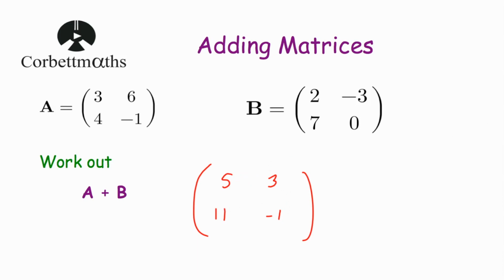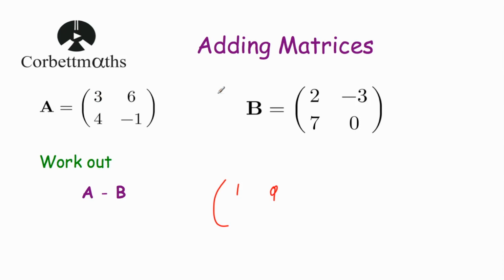Okay, let's have a look at another question. Okay, this time we've been asked to work out A subtract B. So let's do A subtract B. So we're going to do 3 take away 2, which is 1. We're then going to do 6 take away -3. So 6 minus -3, well, that would be adding on 3, so that would be 9.